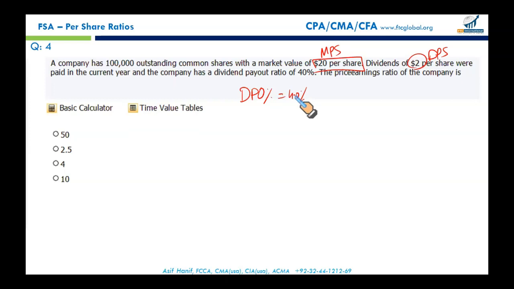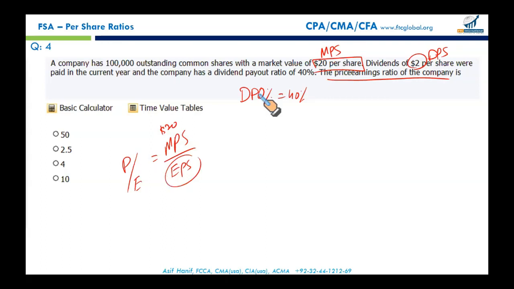If this is the case, the price earning ratio, called the price earning multiple, is simply the market price per share over earning per share. The problem is we have market price per share, that is $20, but we do not have EPS. We can calculate it using the dividend payout ratio. What is the dividend payout ratio? It is dividend per share divided by earning per share. That's what you call the dividend payout ratio.